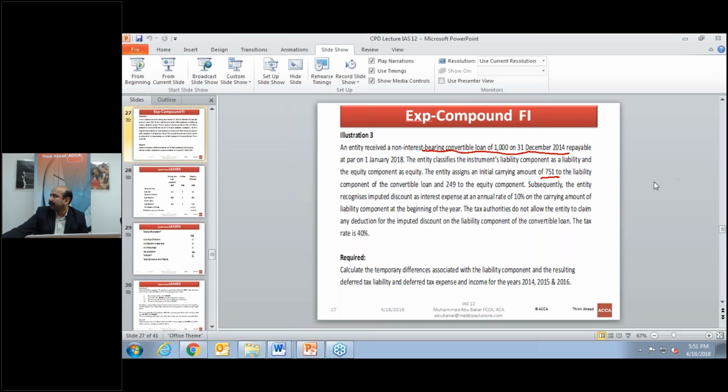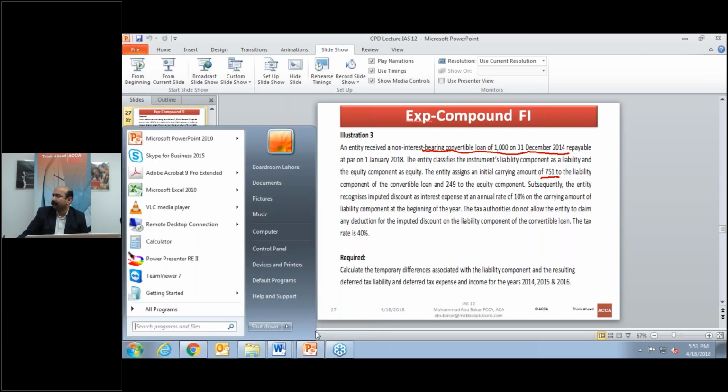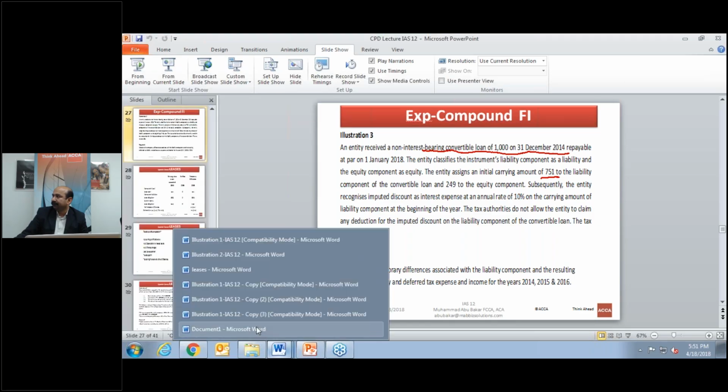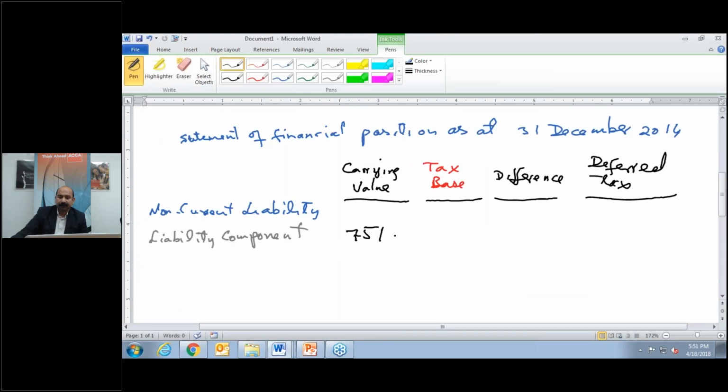Okay, this is the carrying value. Now, what is the tax base? For tax people, it is the amount which you have actually received. This is their law. They do not know your accounting, like bifurcating the equity and the debt component, and recognizing a part of that amount which you received as an equity component. Tax people normally do not understand. So the difference will arise to 249.